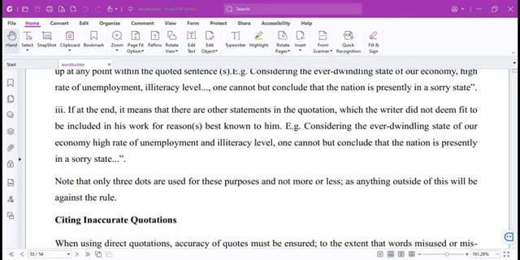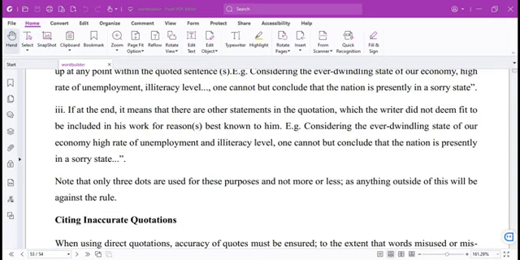The third one is, if at the end, it means that there are other statements in the quotation which the writer did not deem fit to be included in his work, for reasons best known to him, of course. E.g., "Considering the ever-dwindling state of our economy, high rate of unemployment and illiteracy level, one cannot but conclude that the nation is presently in a sorry state ..." That is to say, we still have some other statements after this state. So the dot, dot, dot covers it. And then you have your quotation mark at the end of the dot, dot, dot.